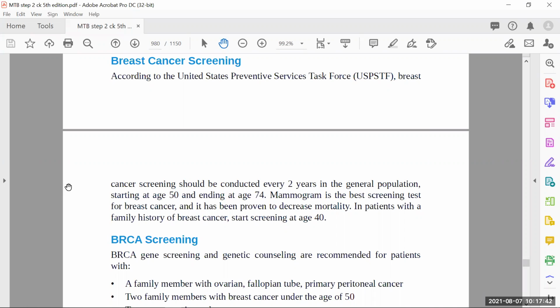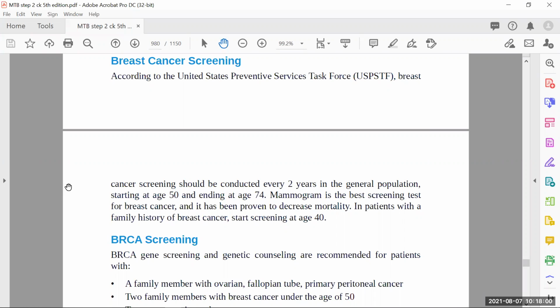That's why good history taking is very important here. We will always inquire about the mother, especially the sister, especially the aunt. So first degree and second degree relatives should be evaluated. And if there is no family history of breast cancer, you can counsel your patient to start screening at the age of 50 years, and then every 2 years.